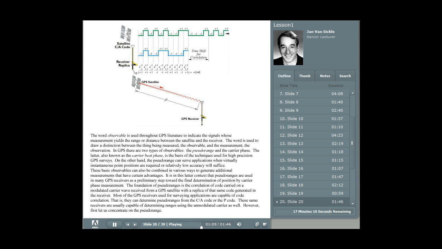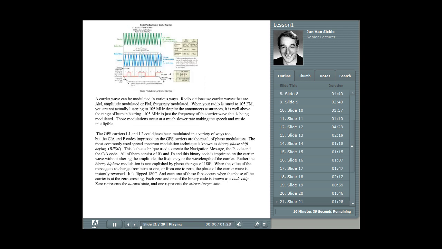The pseudo-range in many GPS receivers is used as the preliminary step to the final position done by the carrier phase measurement. And this is something that is, I think, important to understand. Most GPS receivers use the pseudo-range code, indicated by these square waves, as sort of the front door, the way to begin the determination of a position. And then frequently they switch to the carrier to refine that position and become much more accurate than is available from the code phase or the pseudo-range code position.